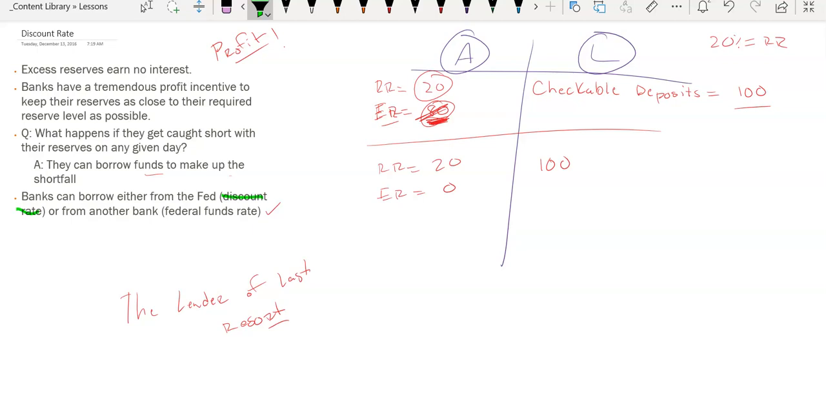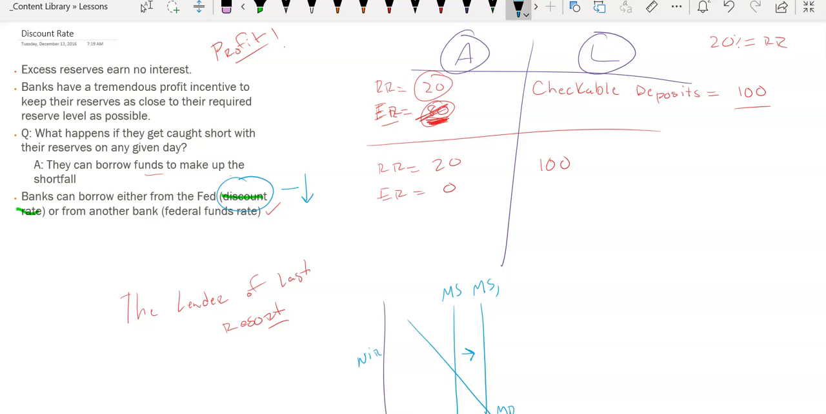Well, if the Fed is targeting economic growth, if the Fed is targeting an expansion in the money supply, right? They want to see this. Then they will keep the discount rate, or they will lower the discount rate. Because if the price that they are going to charge banks to borrow from them is super low, then the opportunity cost of borrowing from them is very low as well.